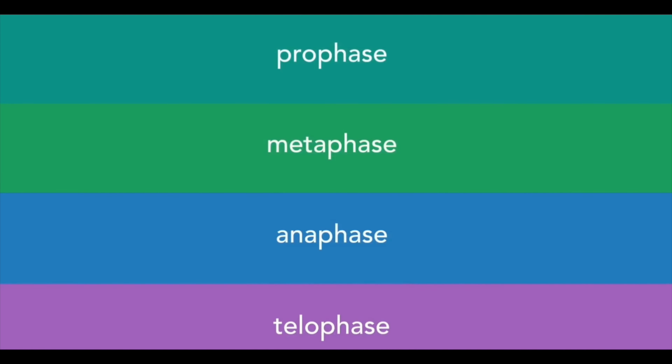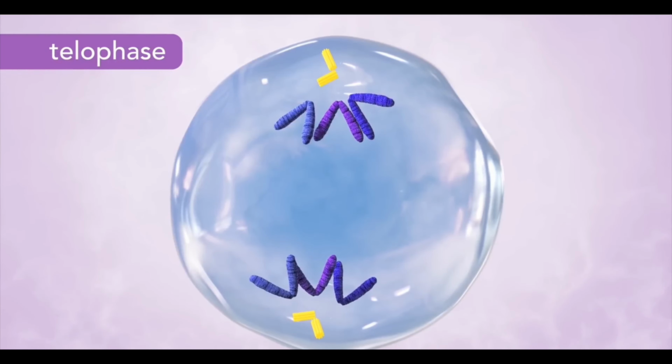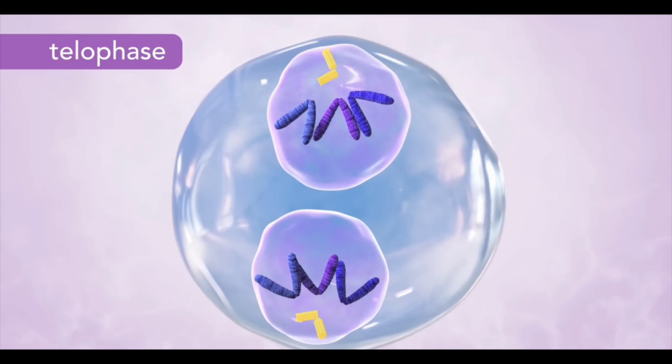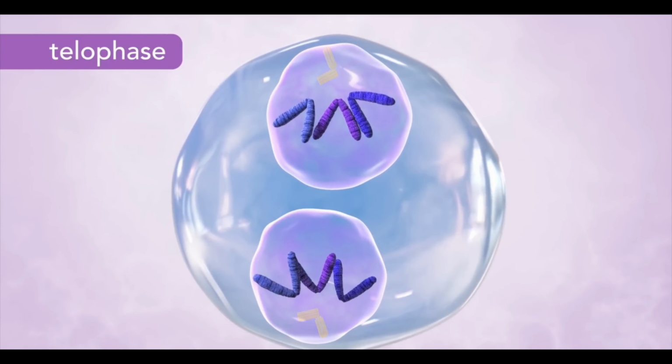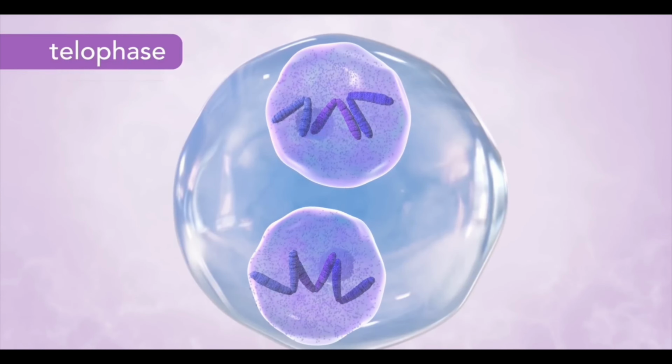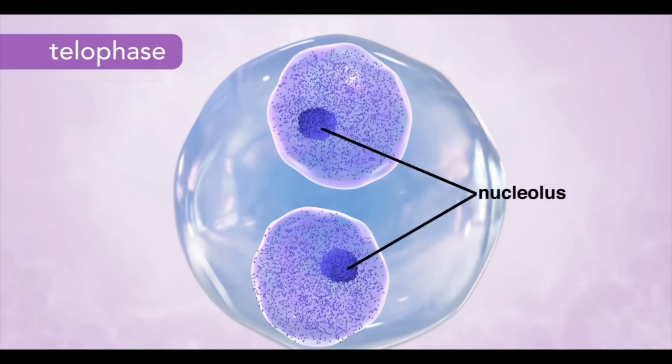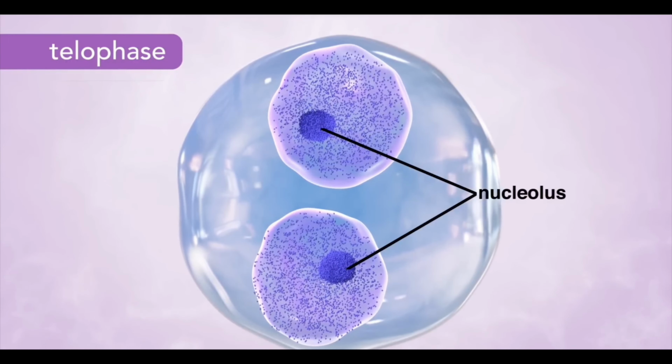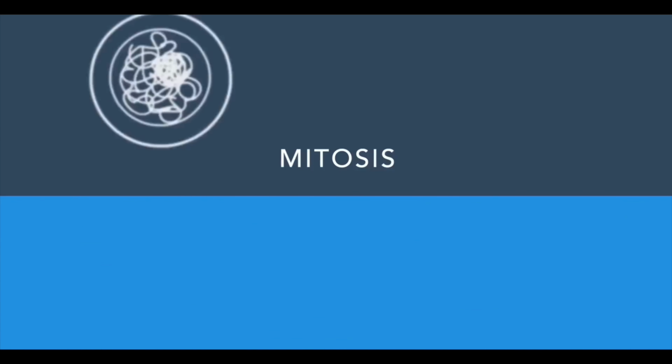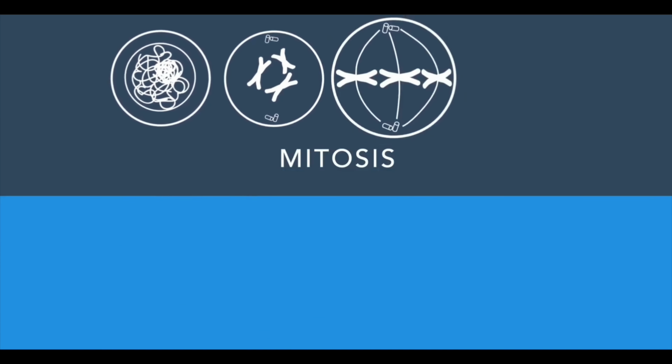Telophase is the final stage of mitosis. In telophase, a nuclear membrane reforms around each set of chromosomes. Then the chromosomes spread out into chromatin and the nucleolus becomes visible once again. The division of the nucleus is now complete.